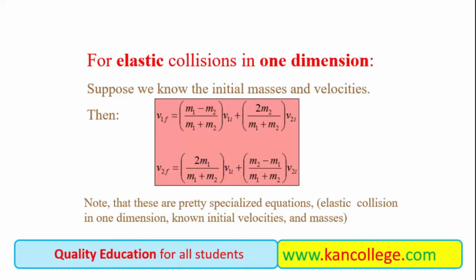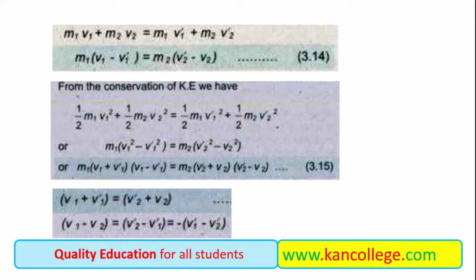Now we derive some mathematical relationship between the initial velocities before collision and the final velocities after collision for both balls. Before collision and after collision, what are the velocities of both balls? They are related with each other. With these mathematical relationships, we are going to prove these mathematical formulas. For this purpose, we take the law of conservation of momentum.